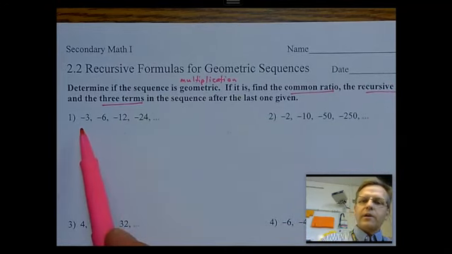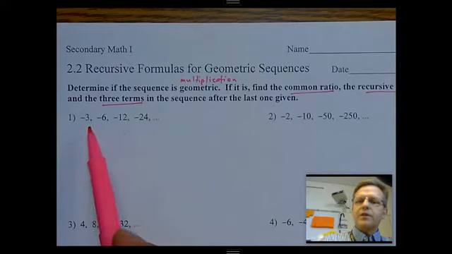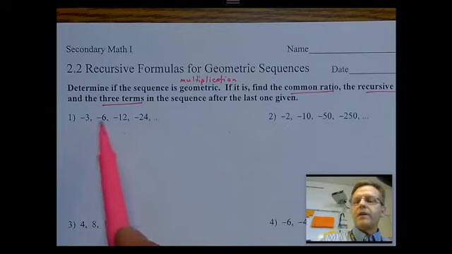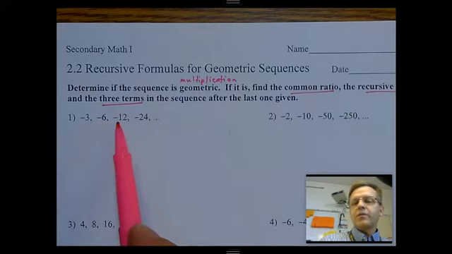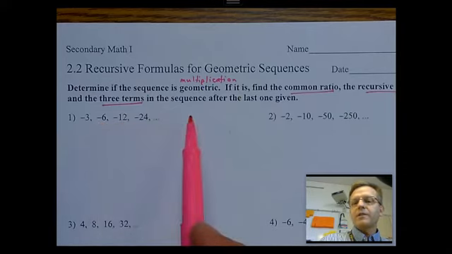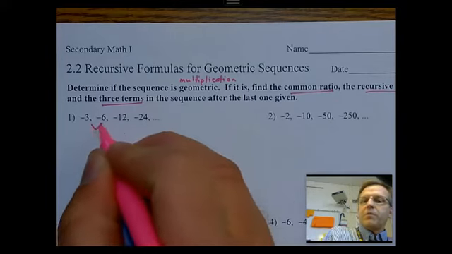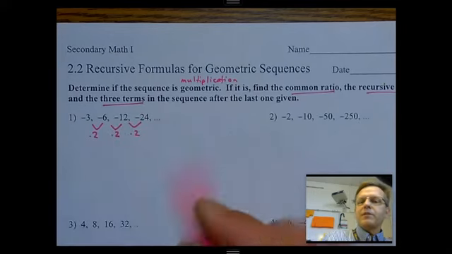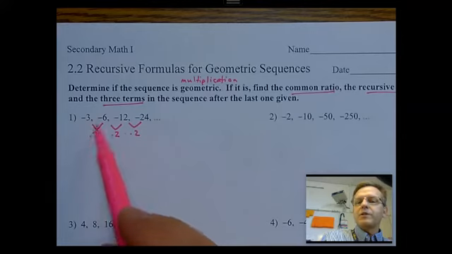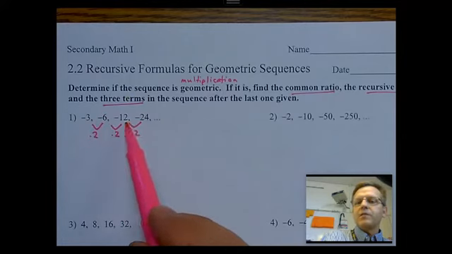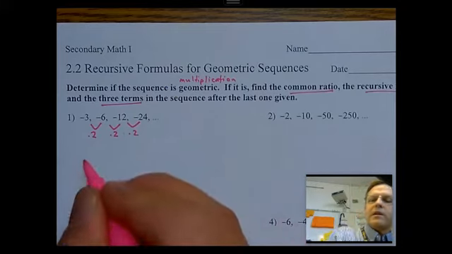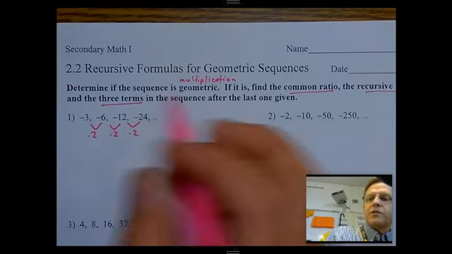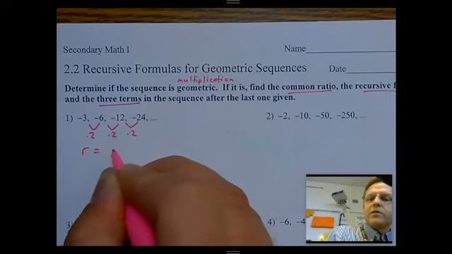So on the first one, is it geometric? So is this one multiplying? Well, how do we get from -3 to -6? Well, you could subtract 3, but that doesn't get you from -6 to -12. So subtract 3 doesn't work for the rest of the sequence. I think this one is probably multiply by 2. If we multiply by 2, -3 times 2 is -6, -6 times 2 is -12, and so on. So yes, it's geometric. The common ratio is 2.